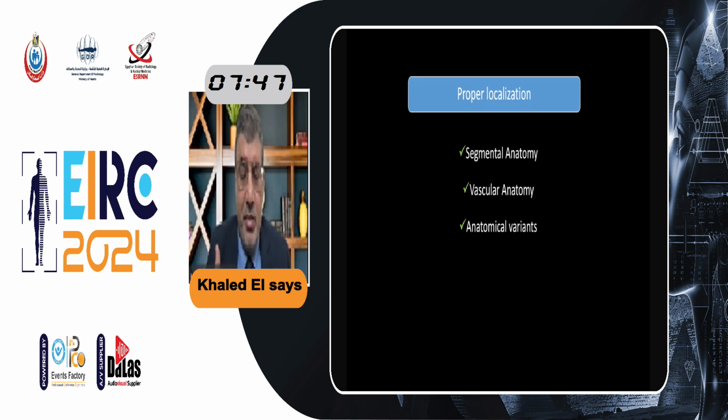So you start by segmental anatomy. You master the segmental anatomy. This is not an anatomy lecture, but I'm going to go over some tips here. And then vascular anatomy and anatomical variants. So you tell them this is within segment 8, for example, and those are the vascular relationships, and those are the anatomical variants.